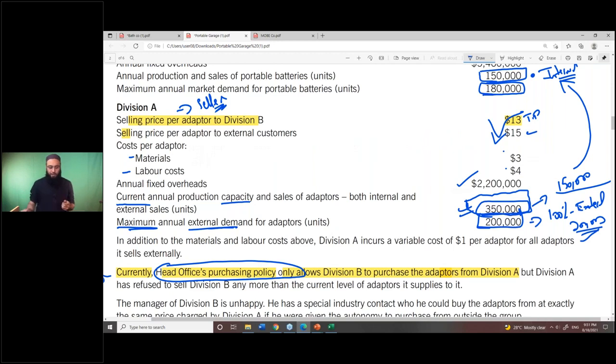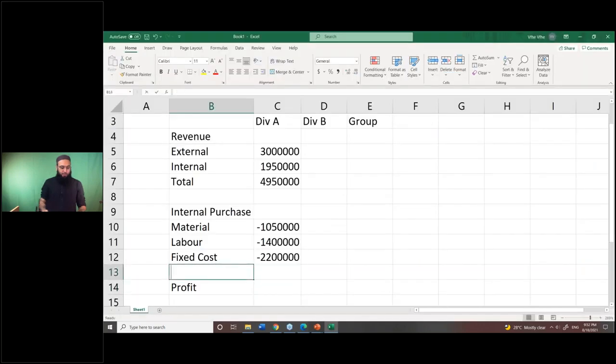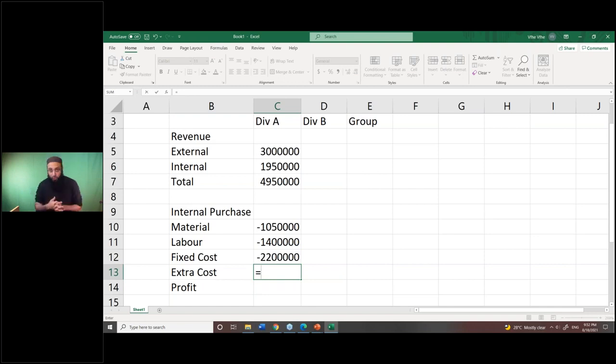I think there is one more thing I'm missing here. Yeah, I didn't read this. In addition to the materials and labor cost above, Division A incurs a variable cost of 1 per adapter for all adapters it sells externally. See, this is a genuine external cost, the saving I was talking about. If he sells externally, he incurs one more additional dollar cost. But if he sells internally, he doesn't incur it, maybe because of no packaging and distribution done internally. That's the internal saving. Did you see this? Internal saving of $1, so I have to charge this as well. Extra cost, and this will only be applicable for the external units. Do you agree with me? Minus 1 into 200,000. Everybody, are you with me? Say yes or no.